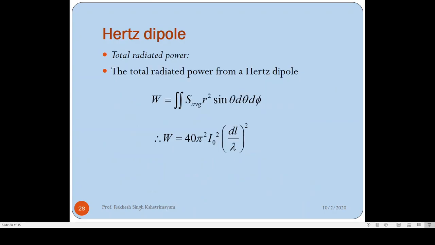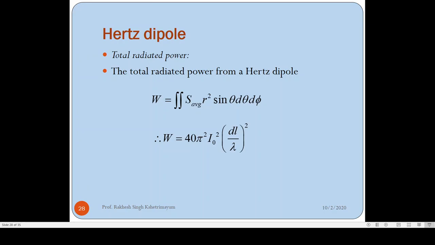So now once you have S average, which is the power flow per unit area, if I want to find the total radiated power from a Hertz dipole, I just integrate it. And we'll be doing integration in the spherical coordinate system. How do we do integration in the spherical coordinate system? I just find scale factor 1, dr. So basically what we are doing is surface integration.